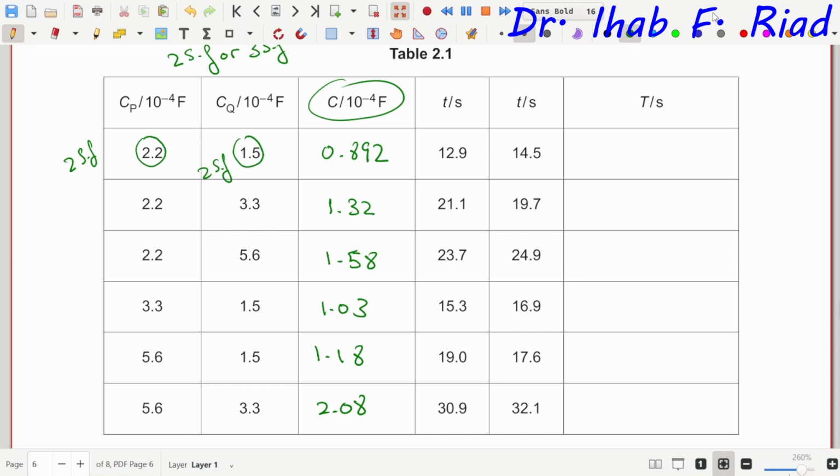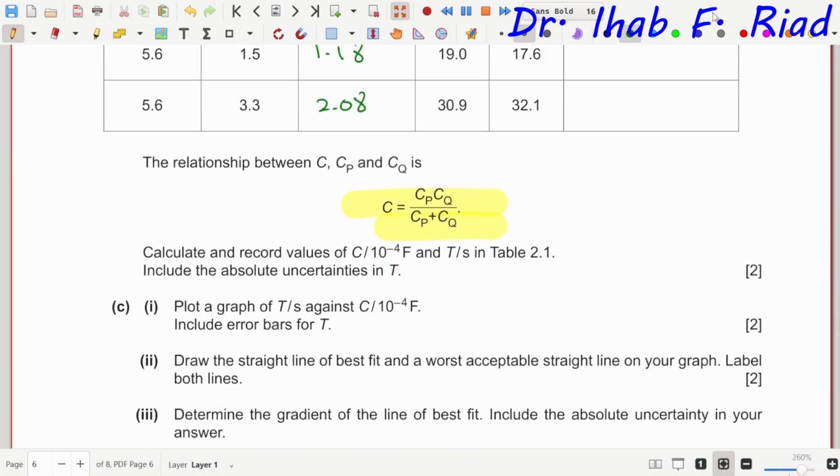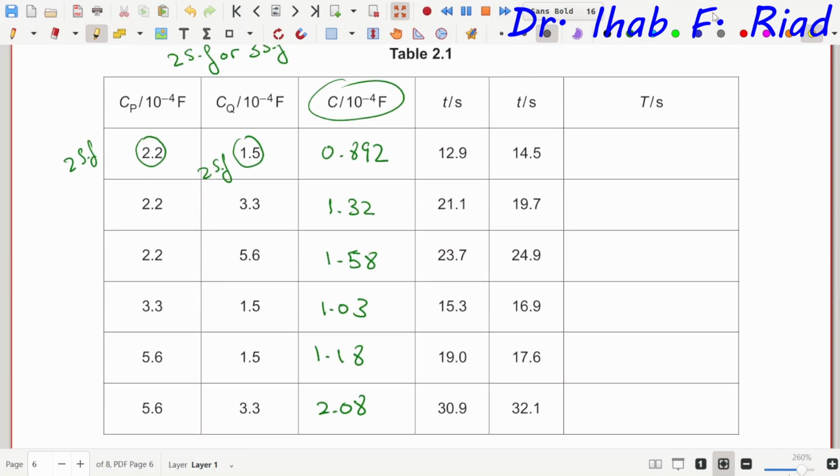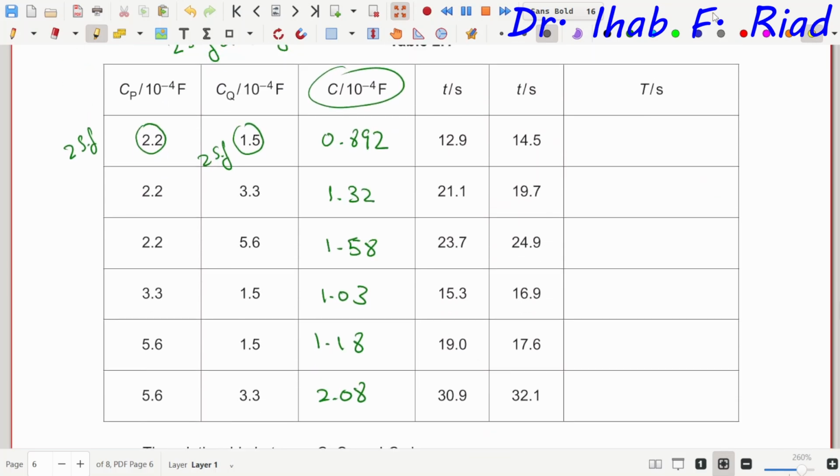Now he is telling us to include absolute uncertainties in T. Okay, includes absolute uncertainties in T. So how do we calculate the absolute uncertainties? I'm going to tell you how to do that. First, he took two measurements for T and then calculated the average.